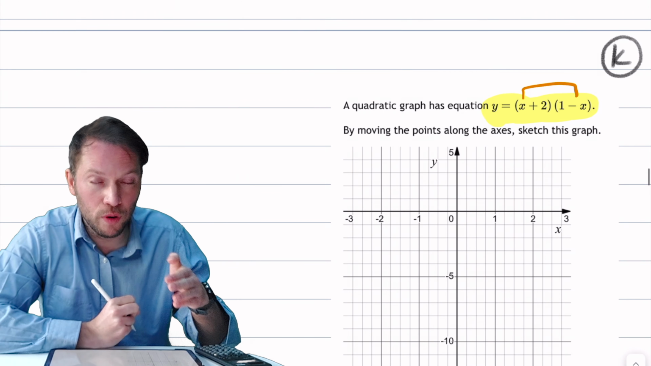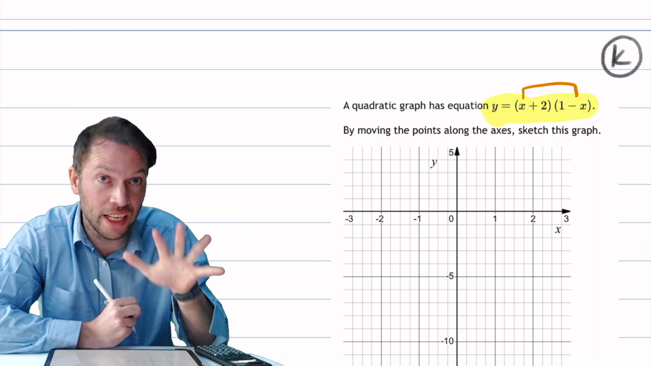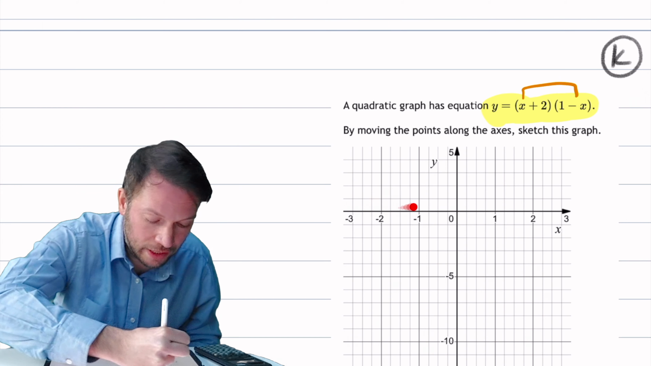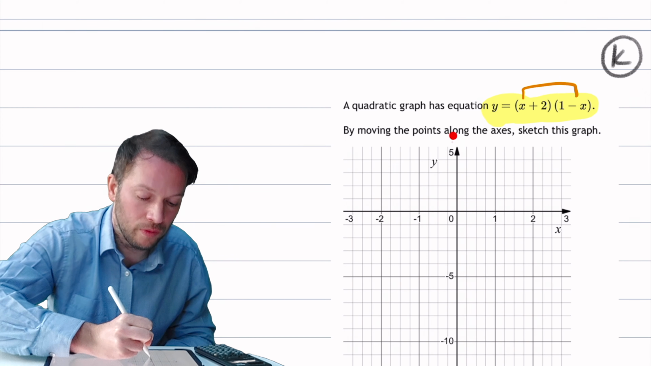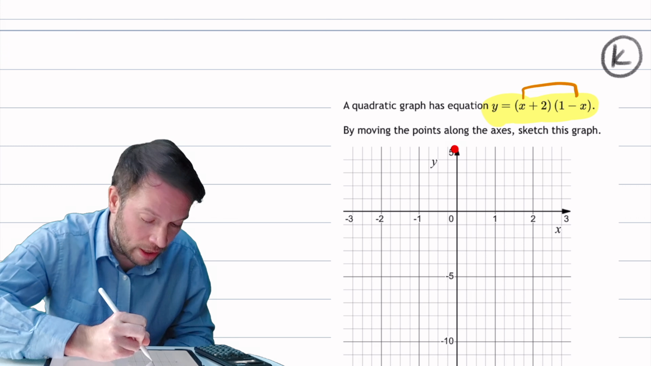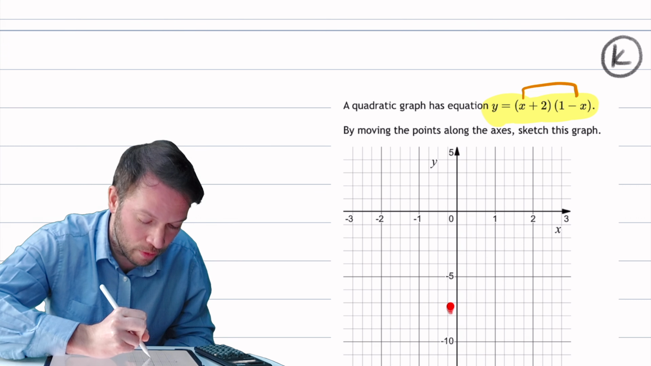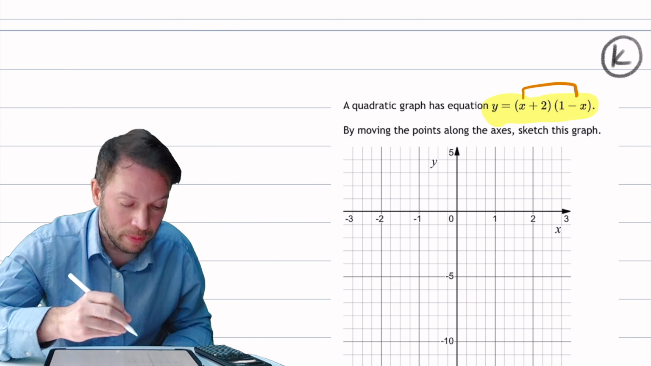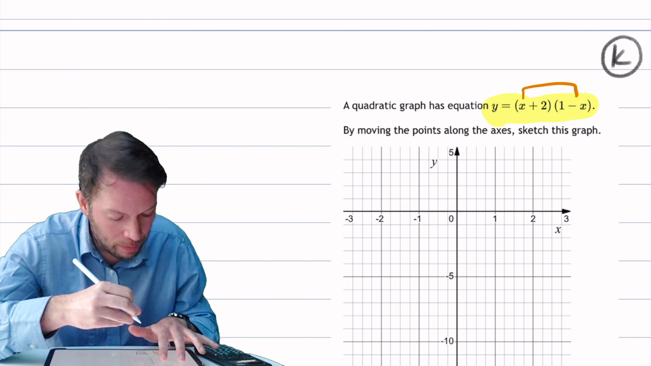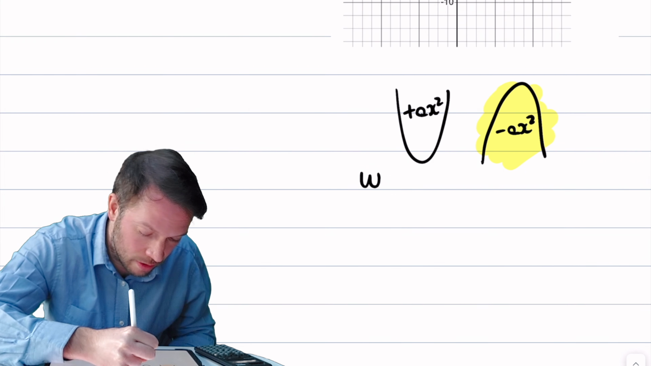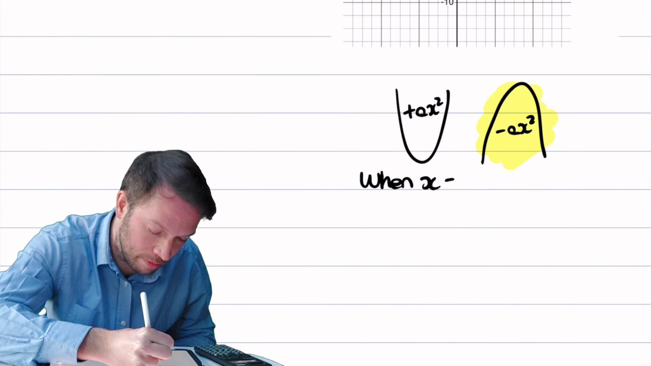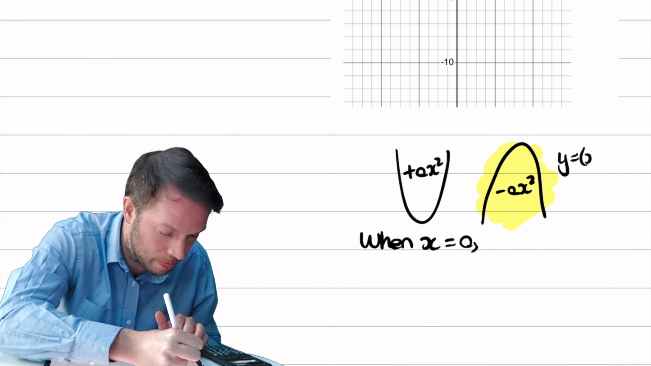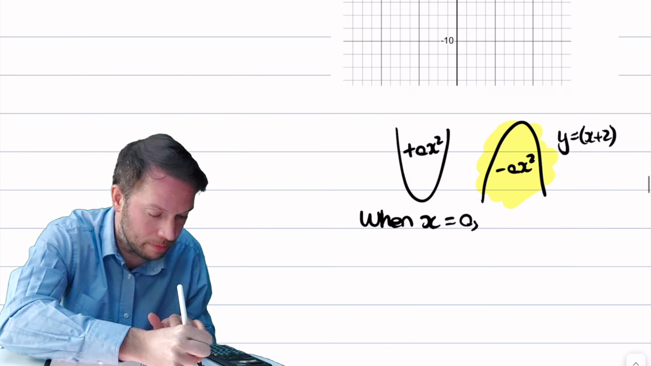And remember, the starting point when you're sketching a quadratic is to identify where the graph cuts the x-axis and where it cuts the y-axis. To find where it cuts the y-axis, notice that for any point on the y-axis, the x value is always going to be 0. So if we make x 0, we can work out the y-intercept. If we copy this down, we've got y equals x plus 2 times 1 minus x.